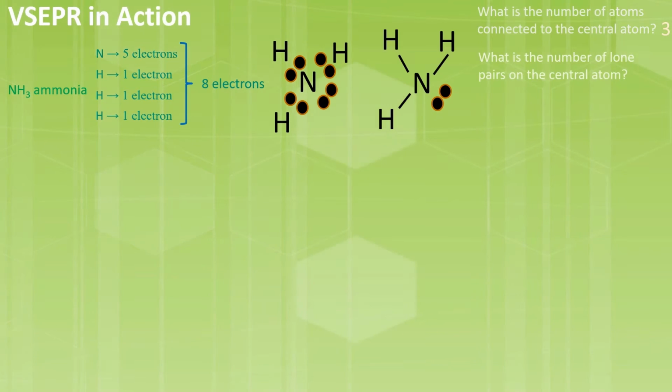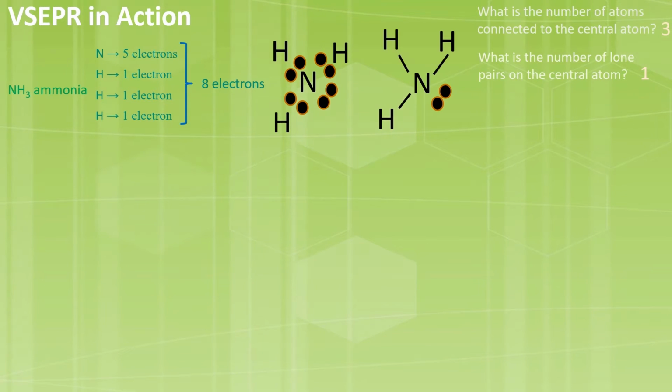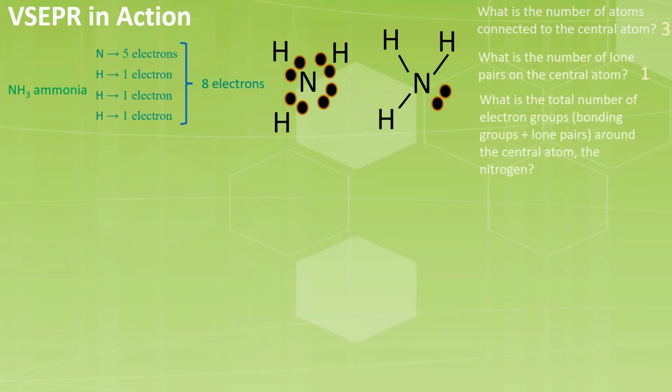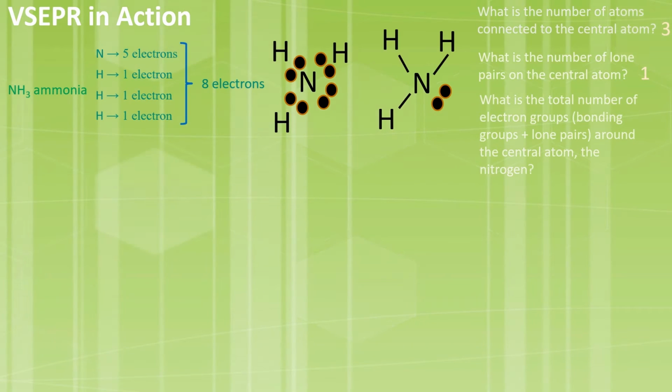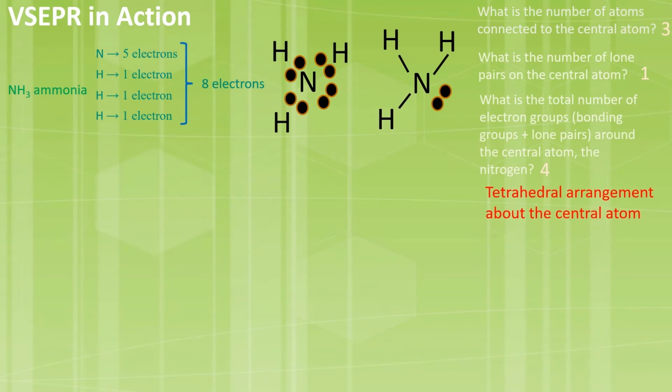Second, what is the number of lone pairs on the central atom? From our Lewis structure, we see that we have one lone pair on the central nitrogen atom. And finally, what is the total number of electron groups, bonding groups plus lone pairs, around the central nitrogen atom? In ammonia, we have 4. So looking at the theory, we will have to scatter these 4 groups into a tetrahedral arrangement about the central atom.